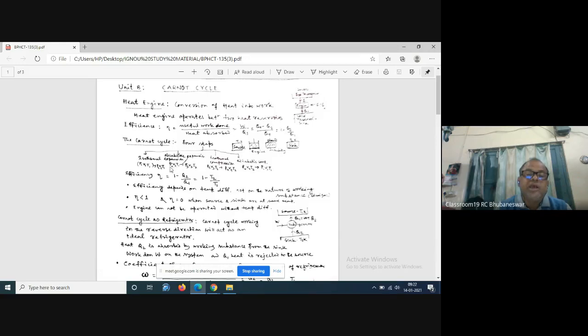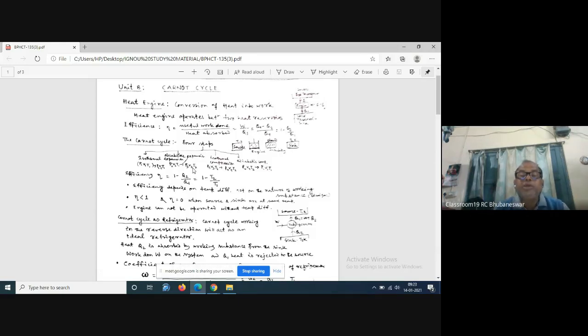When the second stage starts, the pressure, volume and temperature of the gas are P2, V2, T1, and it changes to P3, V3, T2. Okay, so this is known as adiabatic expansion.